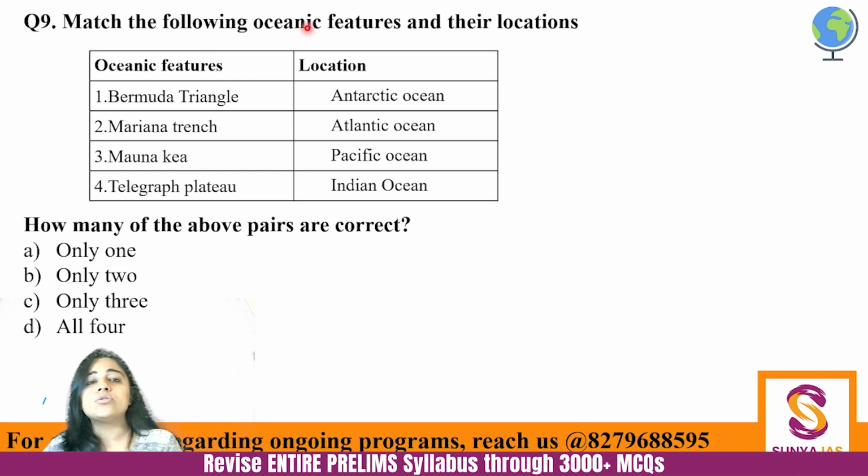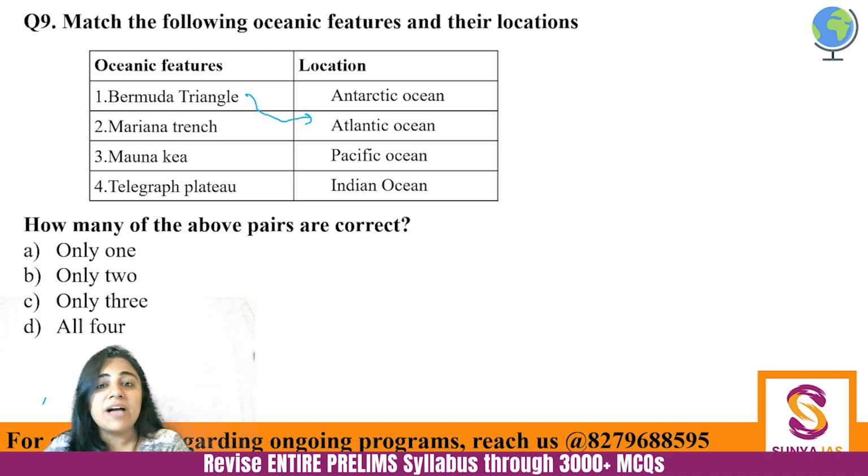Match the following oceanic features and their locations: Bermuda Triangle, Mariana Trench, Mauna Kea and Telegraph Plateau. So we have to match them correctly. Bermuda Triangle, I think everybody knows that Bermuda is an island and it is there in the Caribbean region, which is in the Atlantic Ocean. So Bermuda Triangle is not correctly matched.